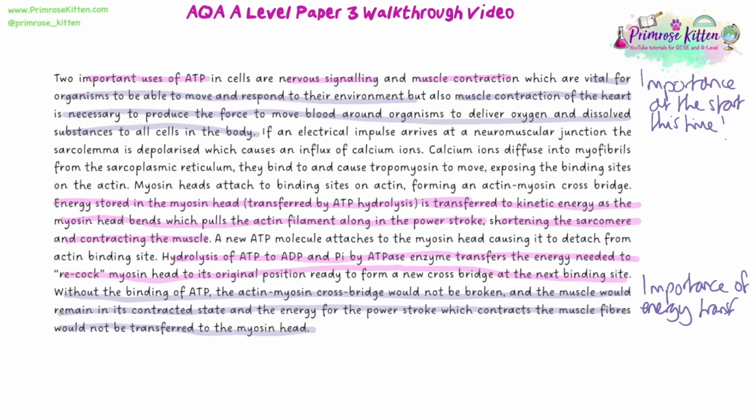Then I go into my importance finally about this specific example. Without the binding of ATP, the actin-myosin cross-bridge would not be broken, and the muscle would remain in its contracted state, and the energy from the power stroke, which contracts the muscle fibers, would not be transferred to the myosin head. So I've got my energy transfer from ATP importance in muscle contraction in as well at the end of this paragraph.